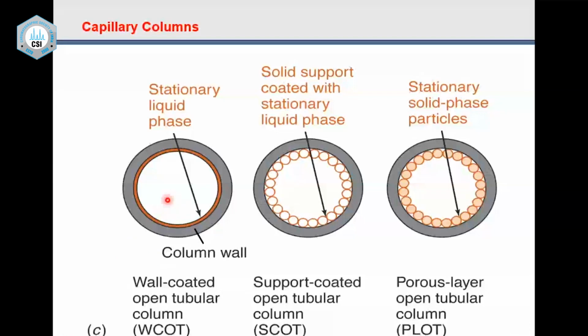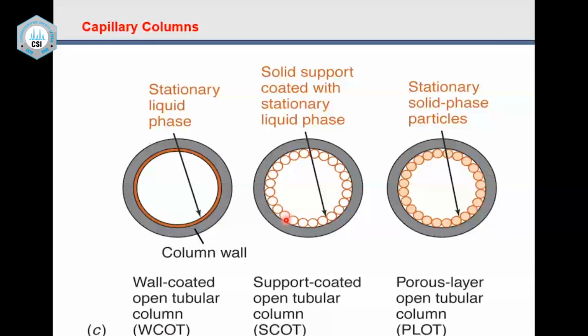Now we have capillary columns which have a very high length and small diameters. Diameters of the capillary could be 0.1 millimeter to 0.53 millimeter. The one with 0.1 millimeter is called a microbore column. The one with 0.53 millimeter diameter is called a macrobore column. Now there are again three types within that, where one has the liquid stationary phase coated on the inner wall. This is called a wall coated open tubular column.